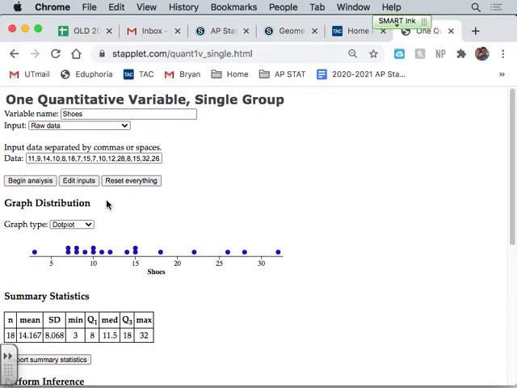So let me give you a little bit if you're trying to type all that in. Staplet, it's nice to have it in your own thing. Y'all can play around with the different graphs, looking at them. You don't have to wait for me to change them around.